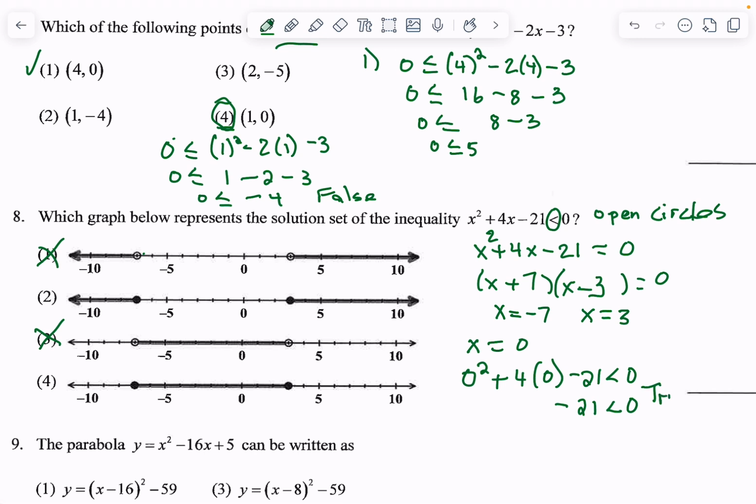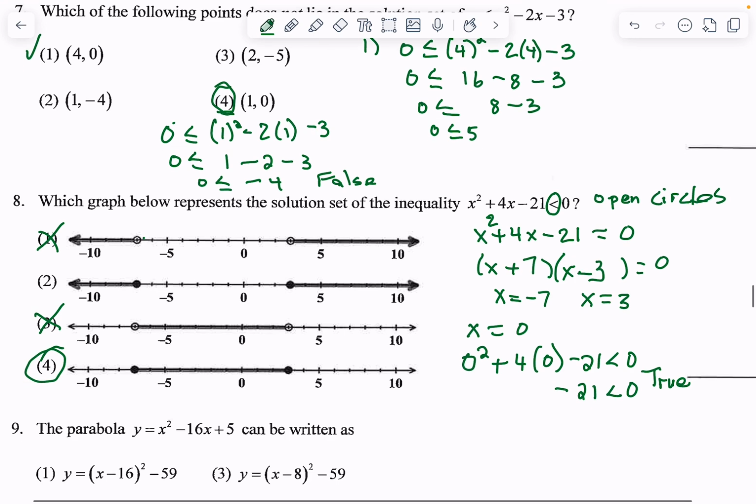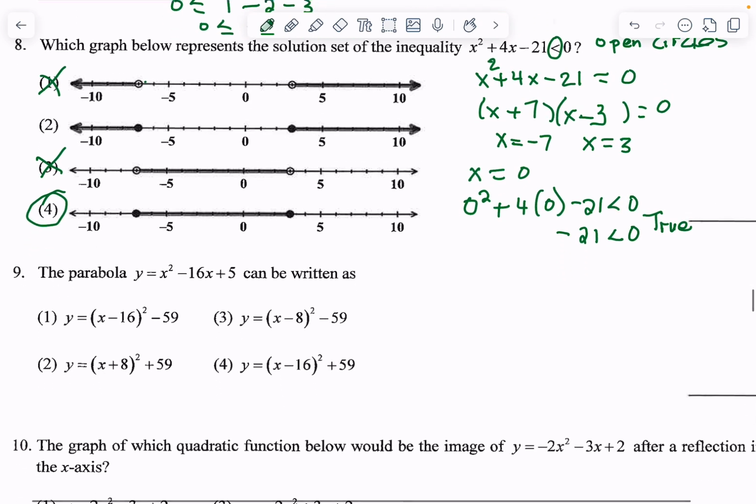That's true. So therefore, it's an "and" statement. So it's going to be number 4. All right. So this one, all the answers are in the vertex form. So we're going to change this to vertex form.